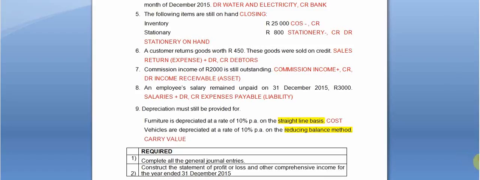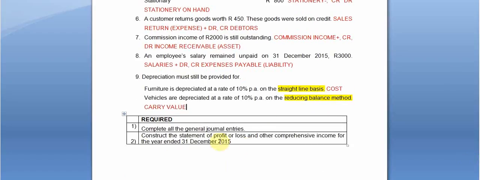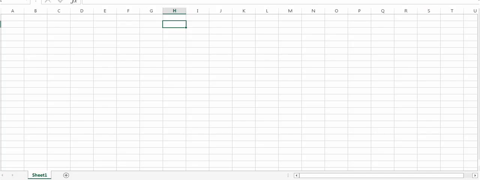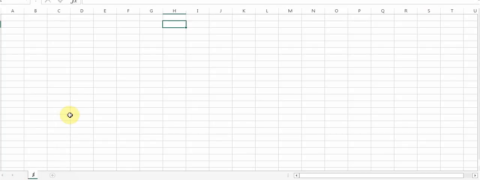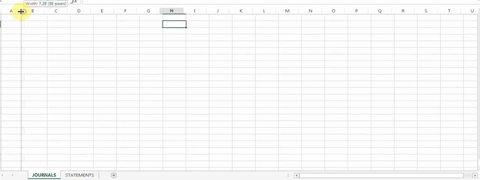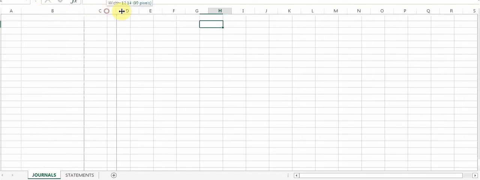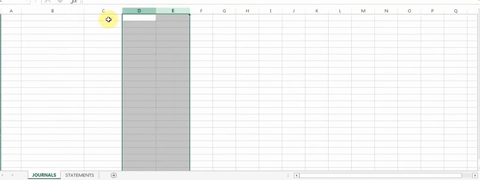Right, the required part says we need to complete the general journal entries and we need to do a statement of profit and loss and other comprehensive income. Alright, I have opened an Excel spreadsheet on which I want us to answer these questions. So I'm going to rename the sheets. The first one will be journals and the second one will be the statement. Right, let us start with the general journal entries. We need space for the account, we need a debit and a credit.